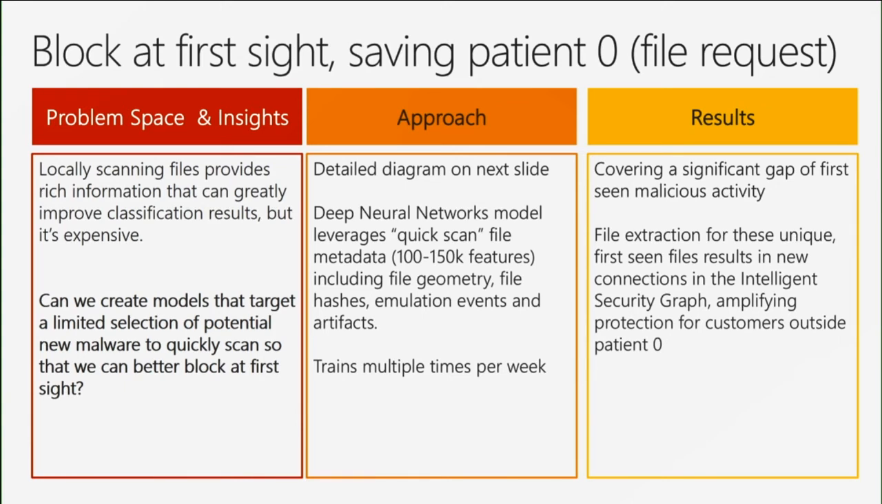The other benefit of this model is that it brings in these super unique first-seen malware files as quickly as possible into Microsoft. And then from there, it becomes part of the graph, right? So that first-seen malware all of a sudden gets shared with all of our other protection systems. That results in protection not only for that patient 0, but for anyone else who might encounter something similar to what that person experienced.